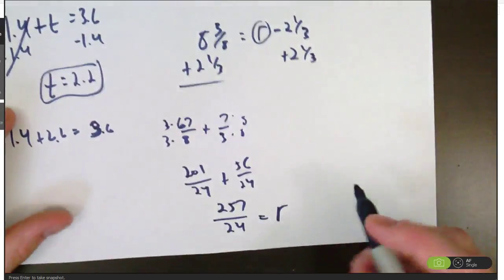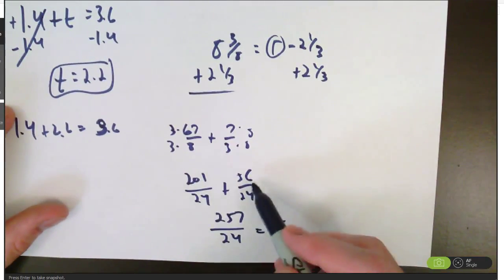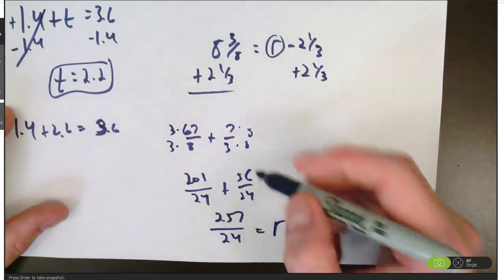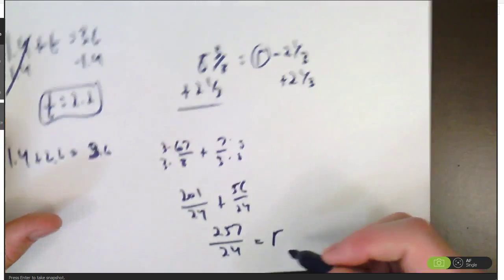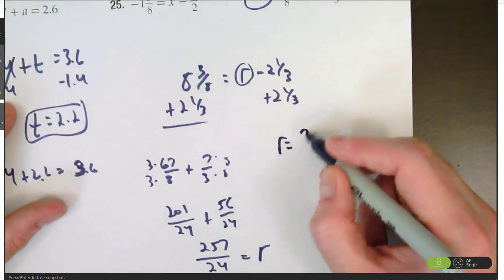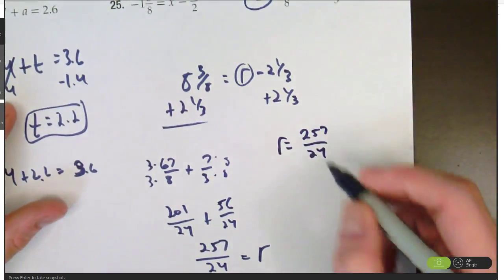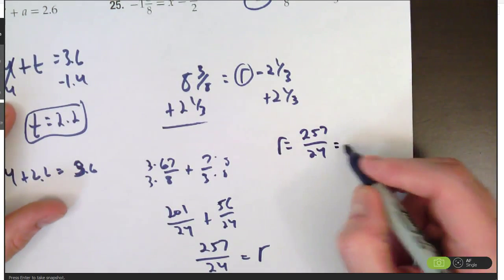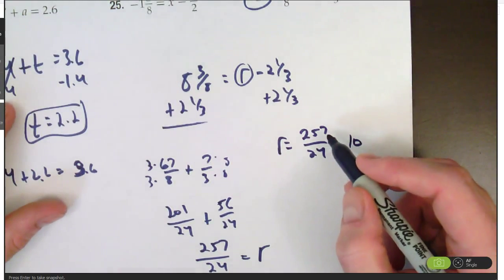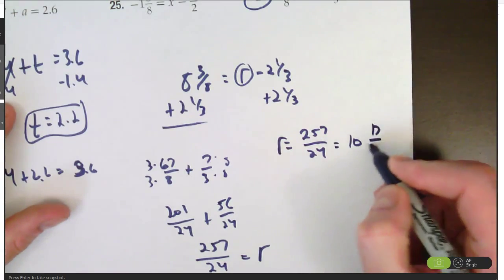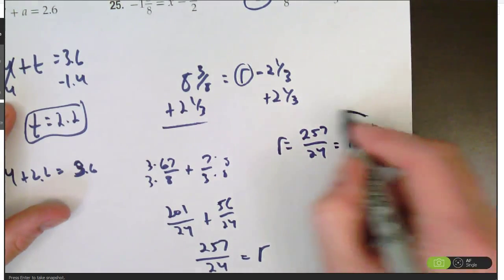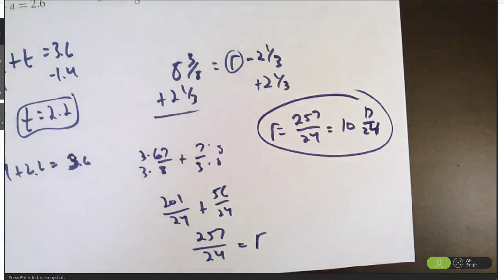Oh, sorry, I'm kind of off the screen here, aren't I? So 201 over 24 plus 56 over 24, that gives me 257 over 24. So r equals 257 over 24, and then it'd be like 10 and 17/24. Yeah, either one of those is fine.